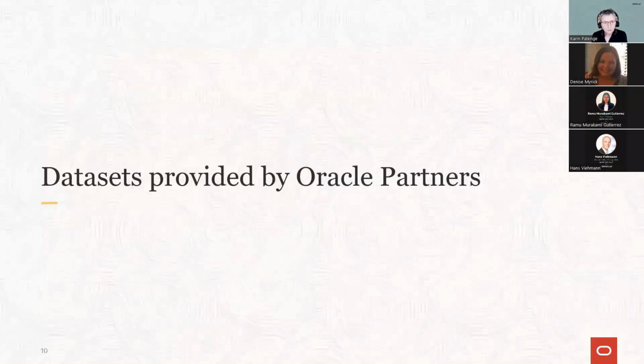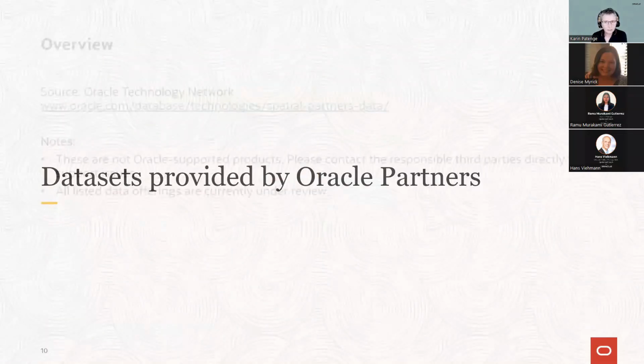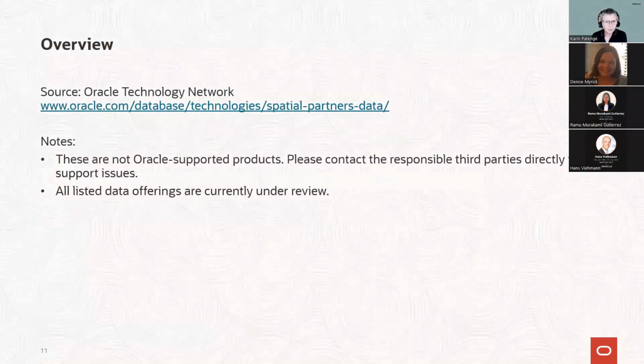Okay, so first, one starting point to get data sets you can work with together with the Oracle database is to check the Oracle Technology Network. And there's a link pointing you to spatial data sets provided by Oracle partners. And there are several data sets you can access there. But please note that these are not Oracle supported products. They are provided by Oracle partners.